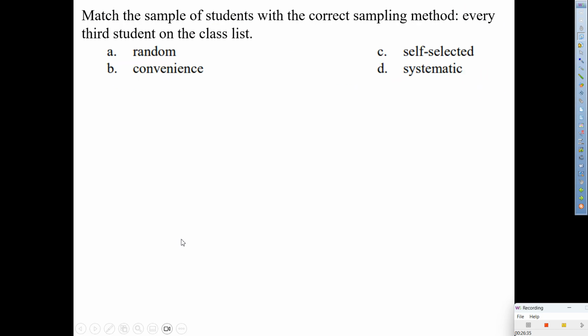Match the sample of students with the correct sampling method. Every third student of the class list. Remind your neighbor what kind of sample that is. Every third student of the class list. Remind your neighbor what kind of sampling that is. What kind of sampling?